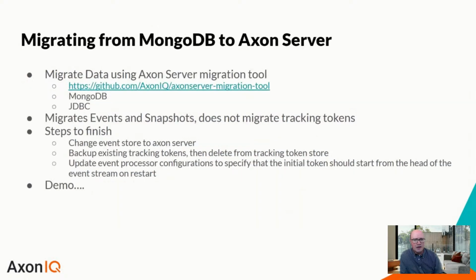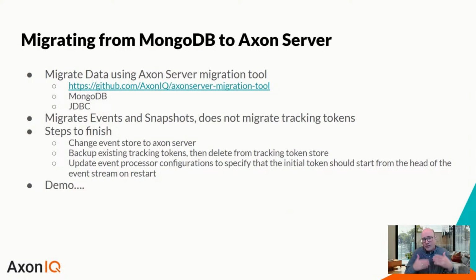So, all right. Falling a little behind here. Sorry about all this. So migrating from MongoDB to Axon Server, you could do the reverse, I suppose. That's fine. We have a migration tool. I'm going to try to run it here real quick. It migrates events and snapshots, but it's not going to migrate your tracking tokens.